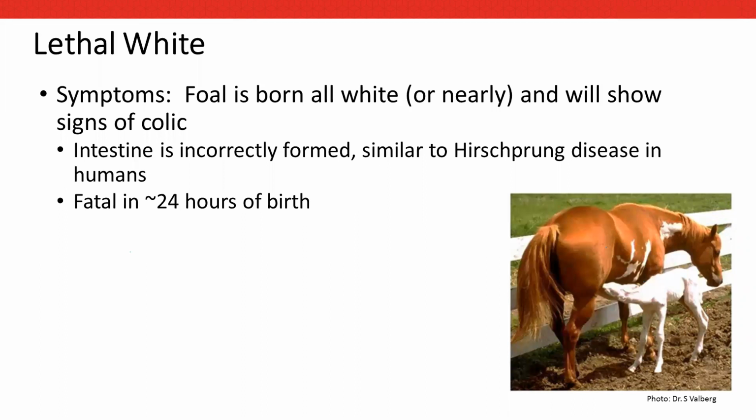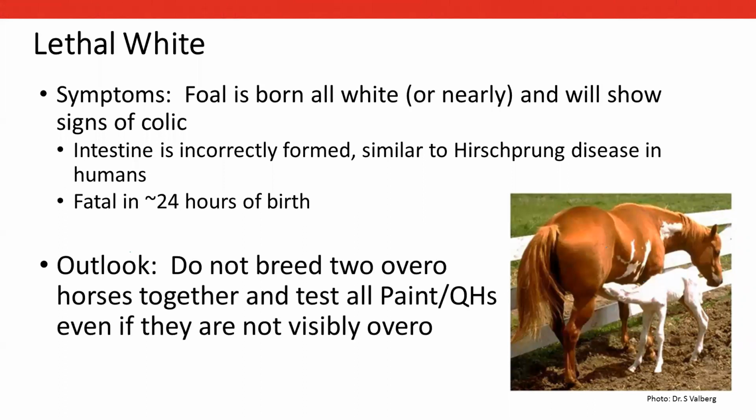So it's recommended that you euthanize these foals as soon as you're certain that is the condition the foal is suffering. So again, because it's recessive, you shouldn't have to deal with foals with this. You can use genetic testing and test your horses. And again, you should probably test all of your paints and quarter horses, even if they are not visibly overo, because it can be carried in horses that don't show a lot of white color.